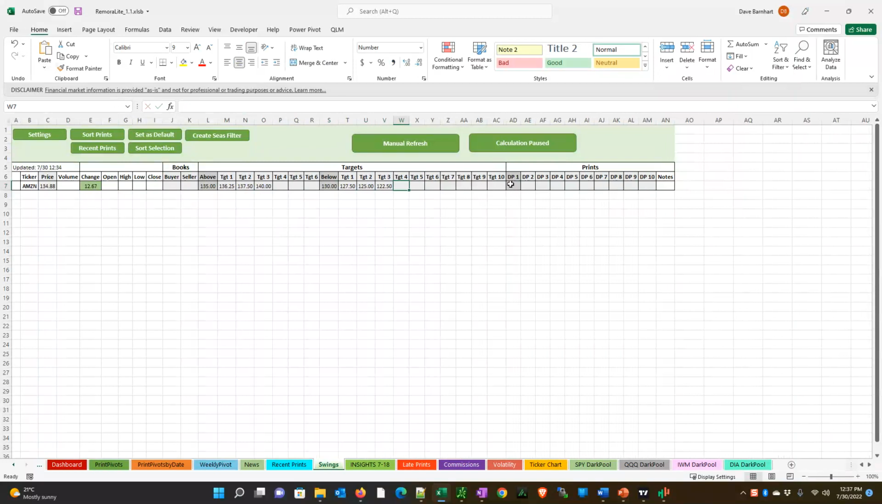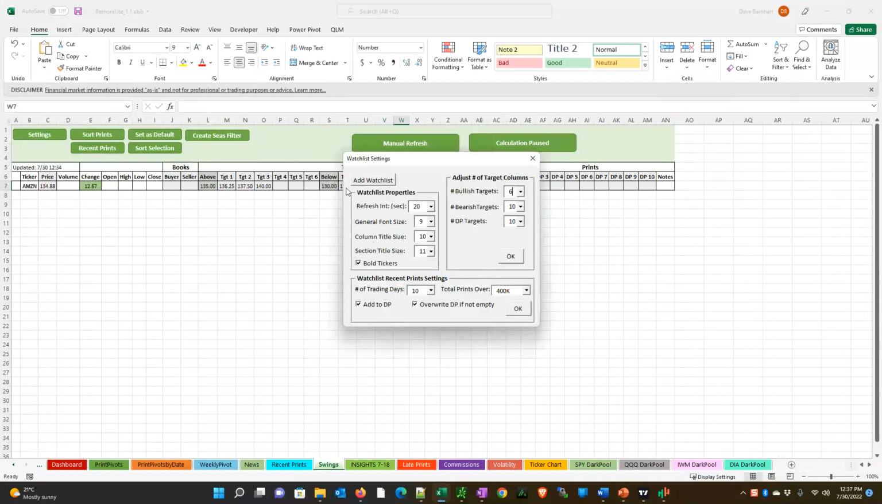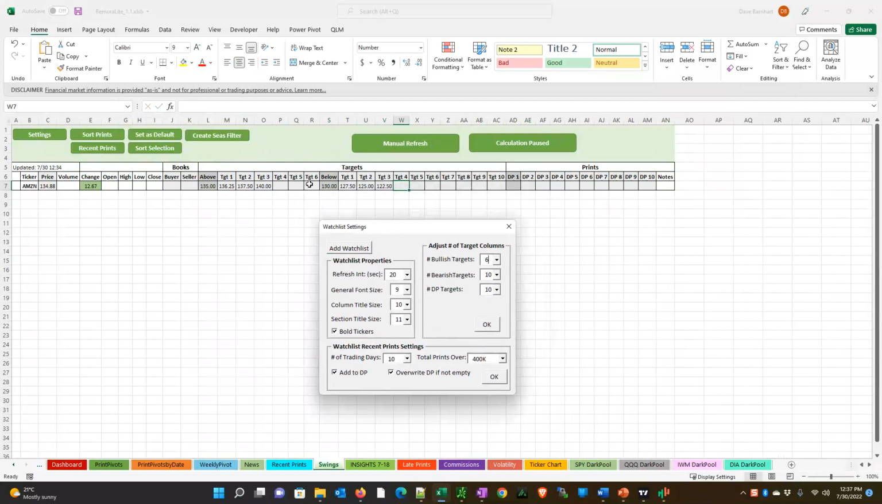And then there are options here to add dark pool prints. So what we could do is look at our settings tab here. Let's not worry about this left column. This is just how it looks, like if you want the font size or column titles, we don't worry about that. Bold tickers, whatever it's set to is usually fine. But we can adjust the number of columns: the bullish above targets, the bearish below targets, and the number of dark pool targets. We could put that up to 15.